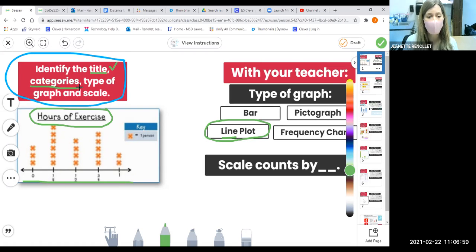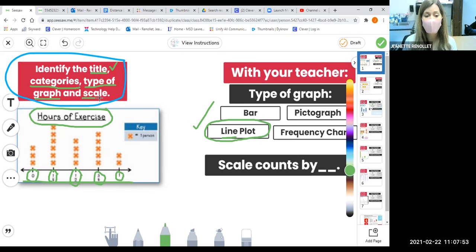Next, we're looking for the categories. On a line plot, the categories are a little bit tricky. I see that there are some numbers on the tick marks, starting at 0 hours of exercise, 1/4 of an hour of exercise, 1/2 of an hour of exercise, 3/4, and 1 whole hour of exercise. By circling, I have shown these are the categories of data. Our task says to identify the type of graph. We already did that over here by circling line plot.